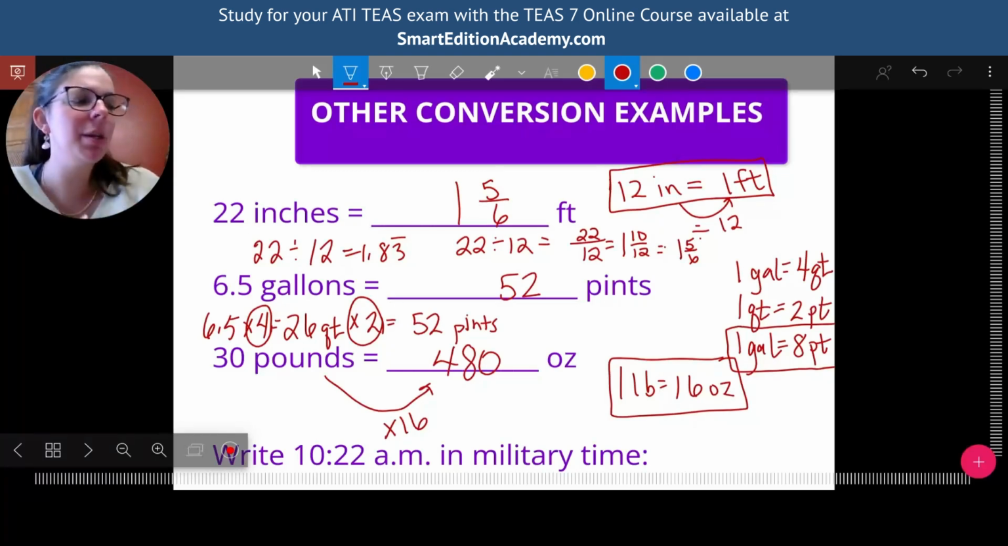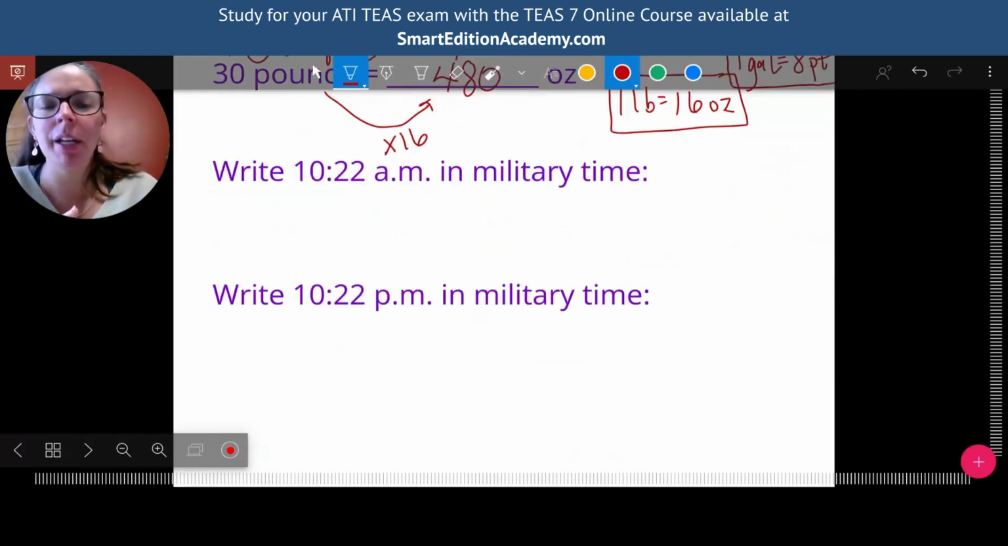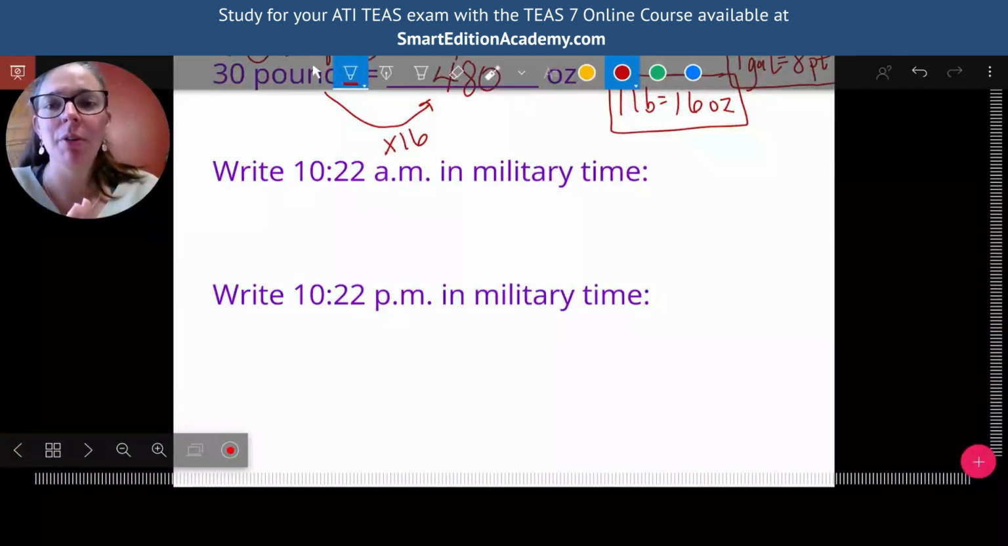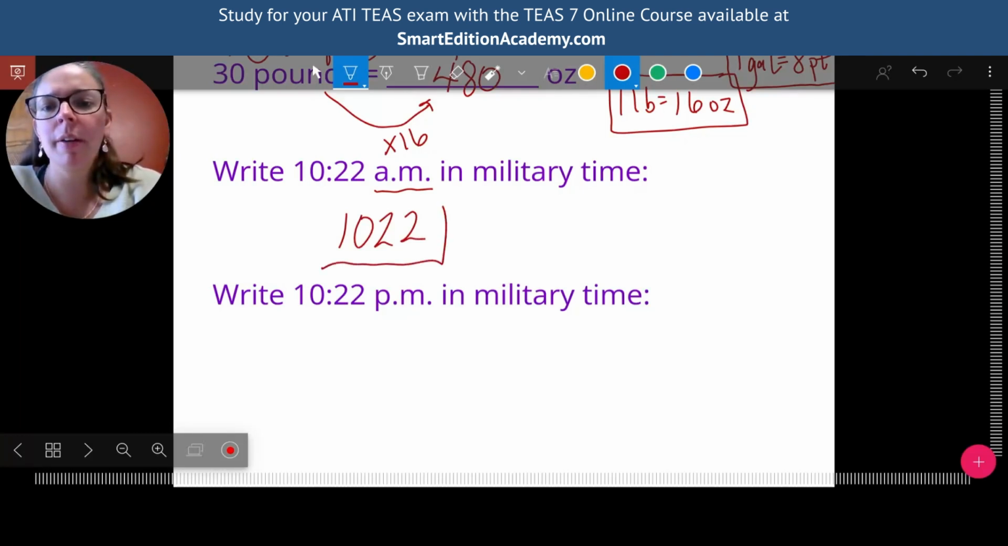All right, and then just a little bonus conversion here. You will probably see it come up a little bit. Not obviously the most important topic here, but something we do need to know is how to go from a 12-hour clock, which is what a lot of us probably use, to military time, the 24-hour clock. So 10:22 a.m. in military time. Because it is a.m., after midnight and before noon, all we do is drop the colon, and this is the same thing as 10:22.